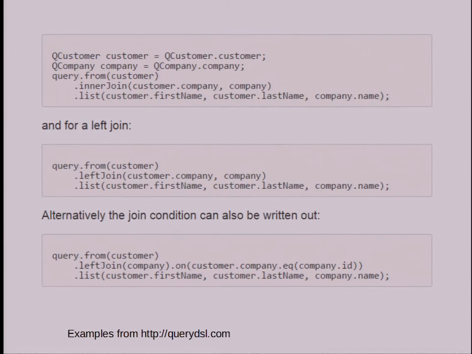But as JPA has a static metamodel which has to be generated, you have to generate code for Querydsl as well to be able to write these queries. You see these Q customer, Q company classes, they are generated. And with their help, the query can be written. We must generate these. How will we do it?